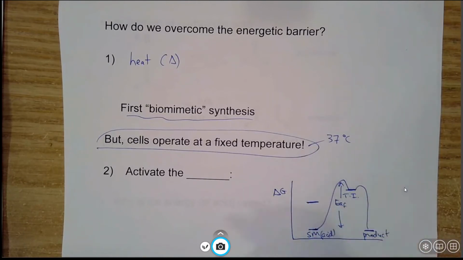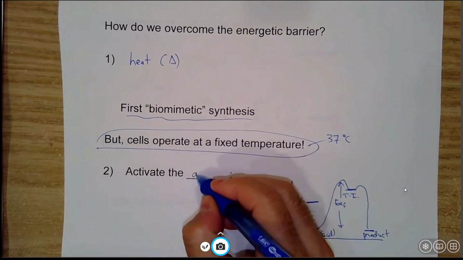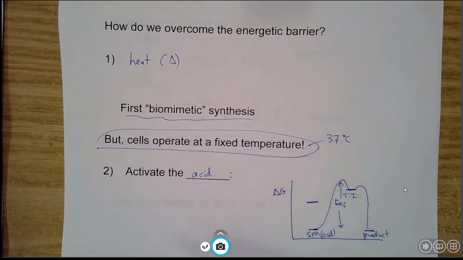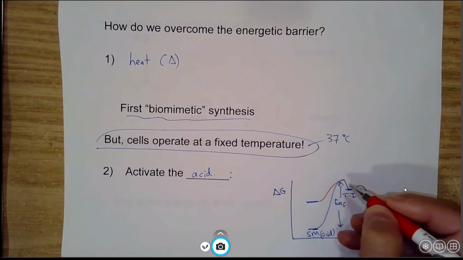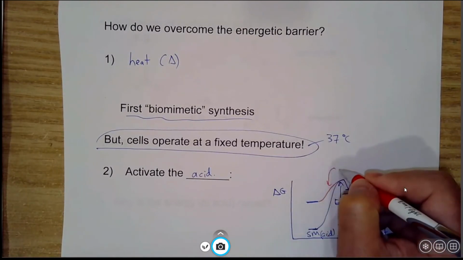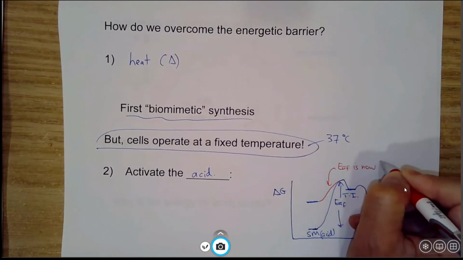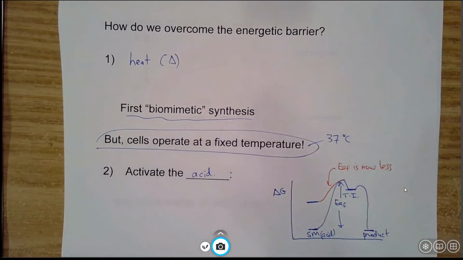Okay, so we could do something called activate the acid. So we could activate the acid to something that is similar, but is a different structure. And if we're starting with a less stable structure, then you can see here that the activation energy is now less. Okay, so you're starting like on a hill already.